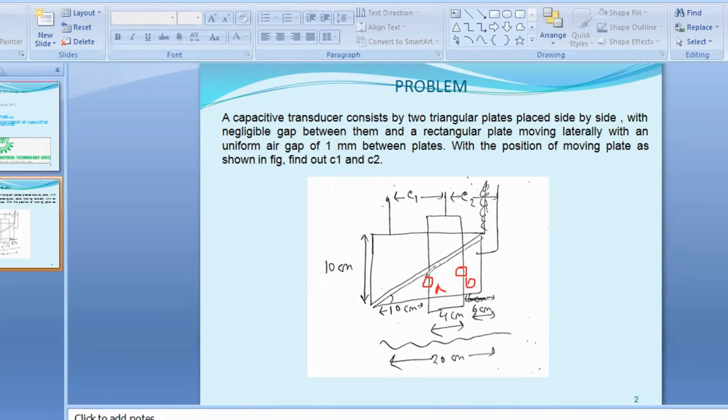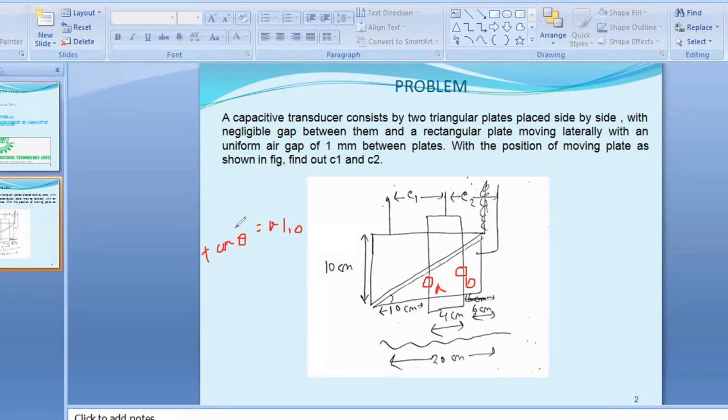First, when we calculate this one, suppose we consider this triangle, this small triangle. So for this triangle, what can we write? Tan theta equals this A by 10. Tan theta equals A by 10 from this figure.